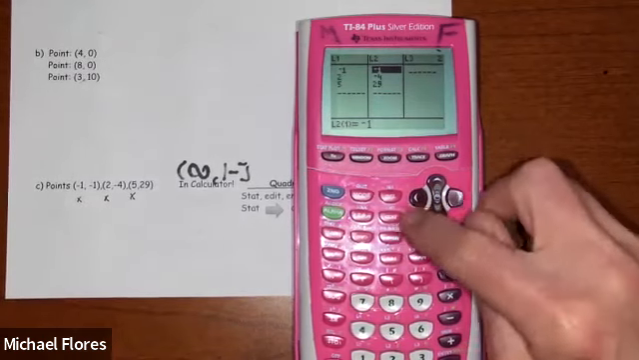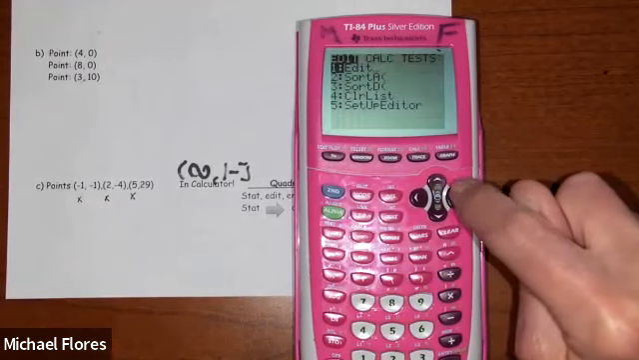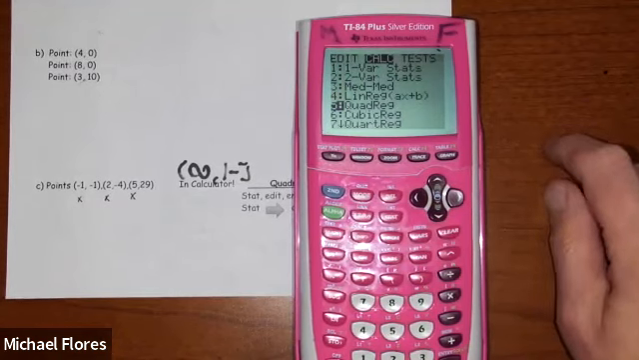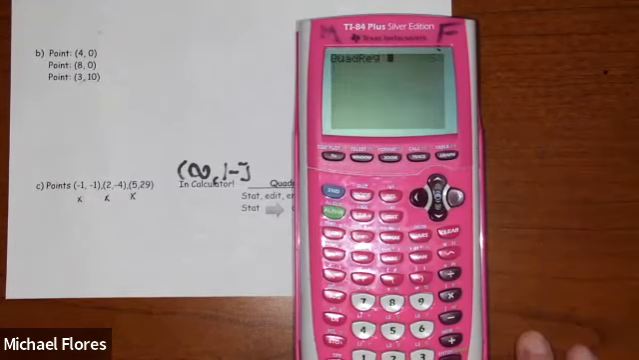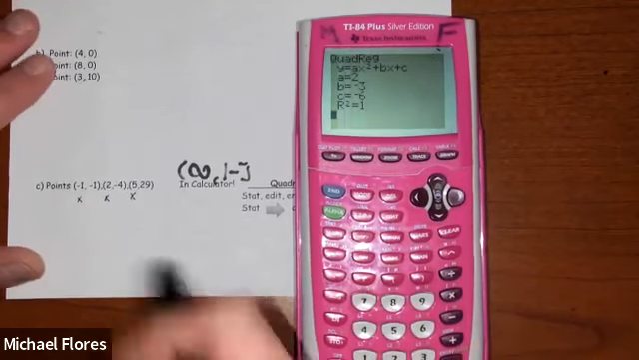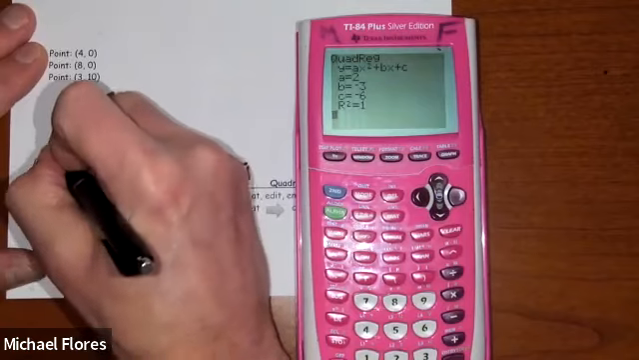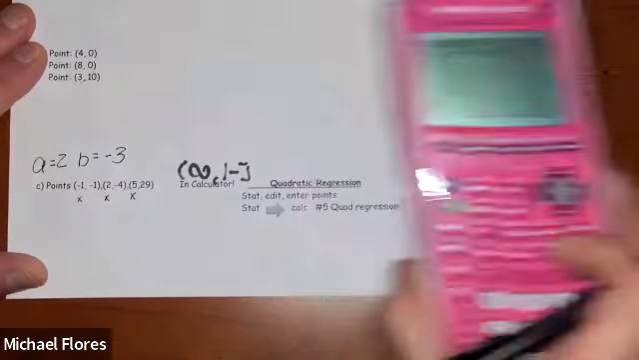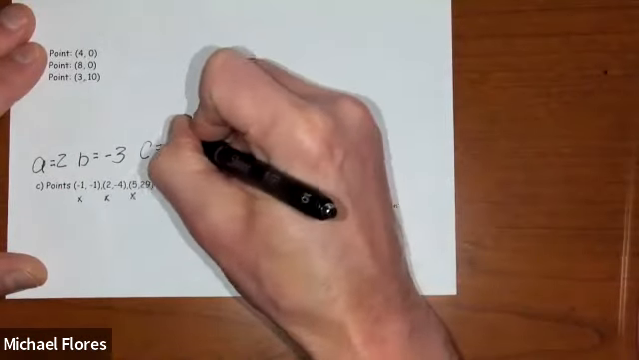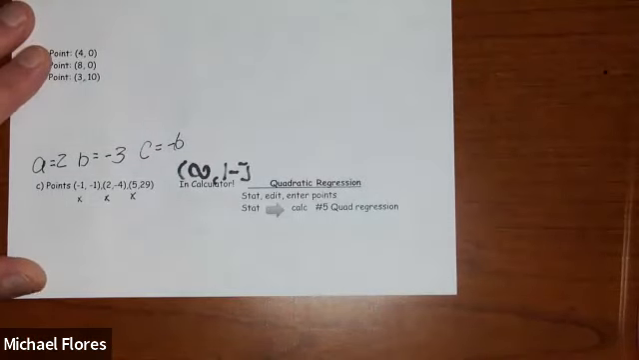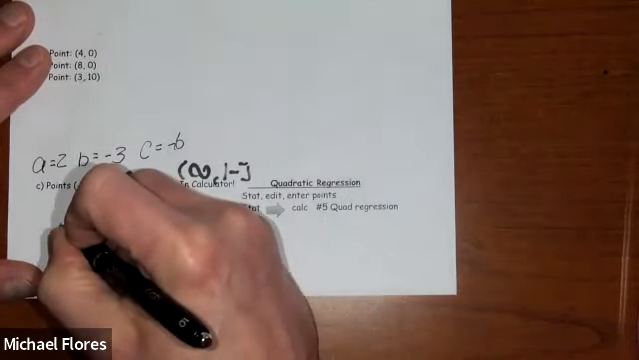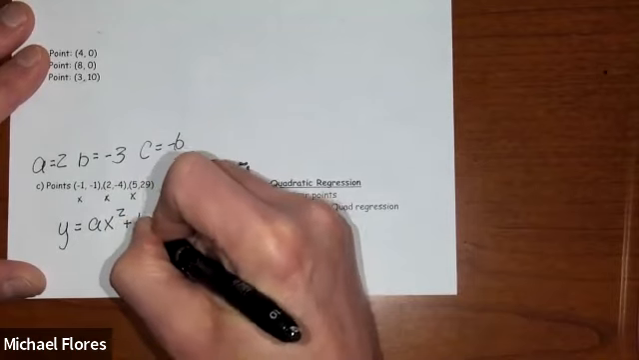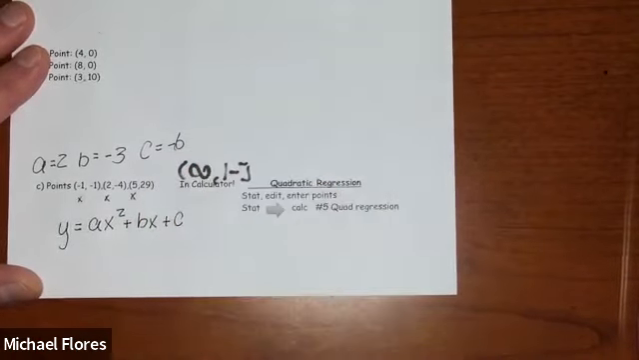Okay, now that we have that, let's go back to stat, move right once over to calc, and then scroll down to quadratic regression. Hit enter, and then enter one more time. Now they have given us an A value of 2, a B value of -3, and a C value of -6. So now we can plug these numbers into standard form. I'm going to write down the formula for standard form real quick. That's the formula for standard form.